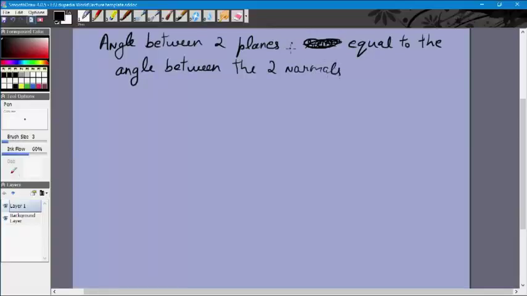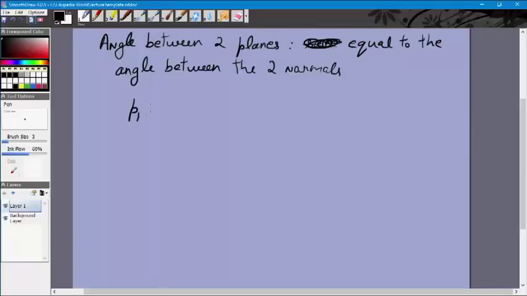So we want to find the angle between two planes. All that we do is find the vector perpendicular to the first plane, that is called the normal to the first plane or the perpendicular direction of the first plane. Similarly, find the perpendicular direction of the second plane, and we already know how to find the angle between two three-dimensional vectors, so that's what we'll do.